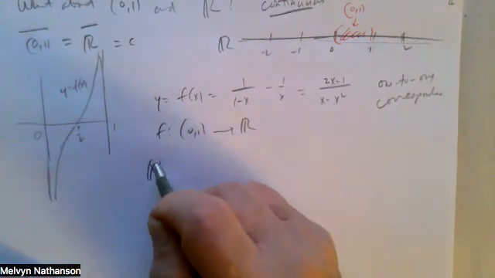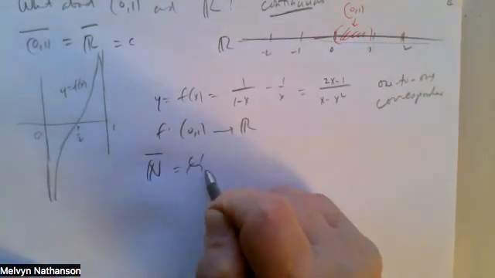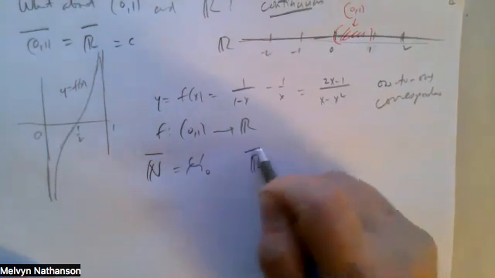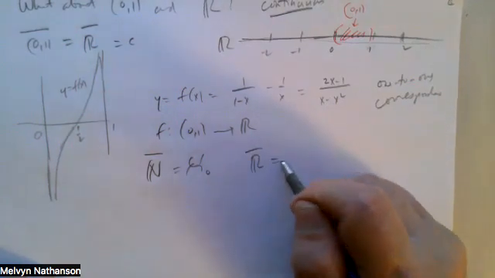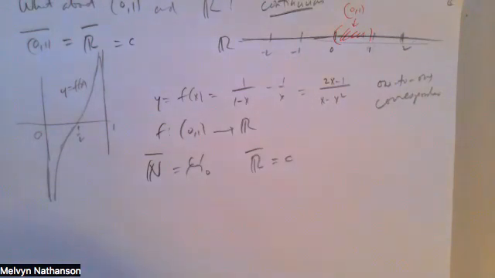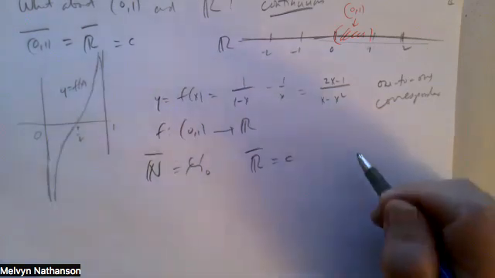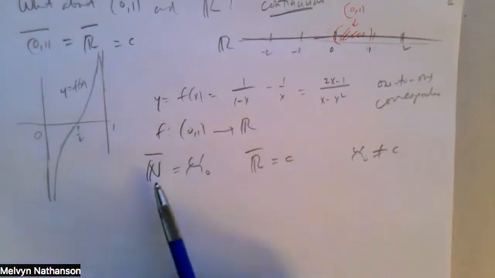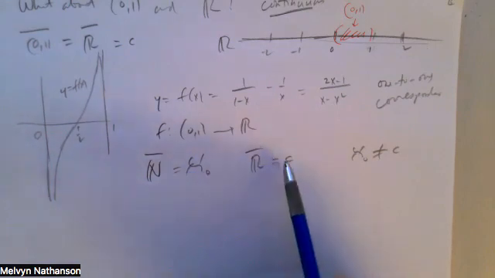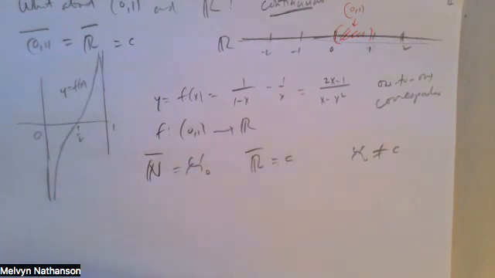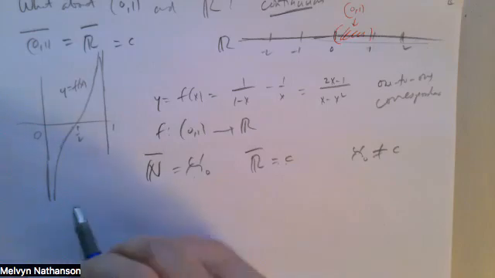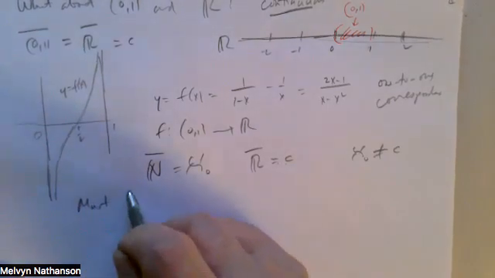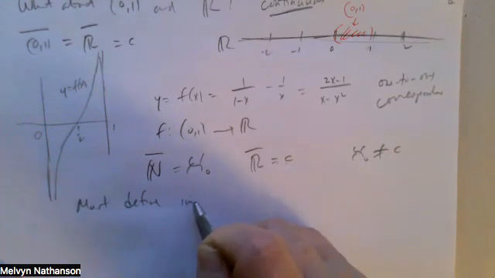So again, the cardinality of the positive integers we denote by aleph naught. The cardinality of the continuum of the real numbers we denote by C. And aleph naught is not C. In fact, I want to say that aleph naught is strictly less than C. But to do that, I need to define inequality.